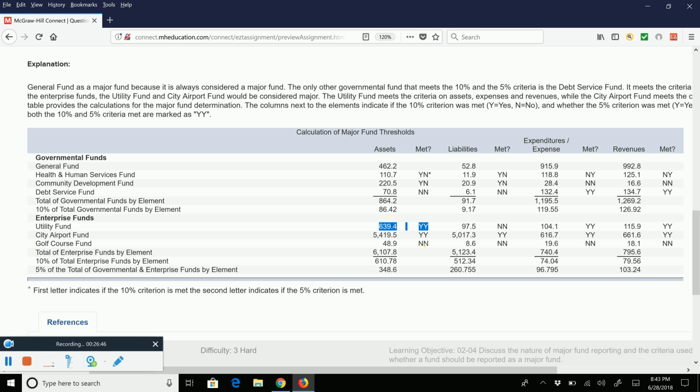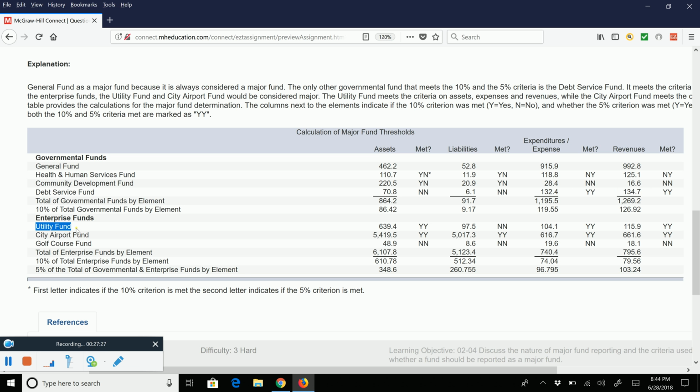That's a major fund. Here's a YY in the city airport fund. That's a major fund. Do I see any other YYs? Well, here's another one. Well, that's the same airport fund. How about up here? Oh, here's a YY. Okay. And the expenditures test looks like the debt service fund met it, as well as the revenues. So I have four major funds. The general fund is major because by default it's major. The debt service fund is major because of these two tests here, the expenditure test and the revenue test.